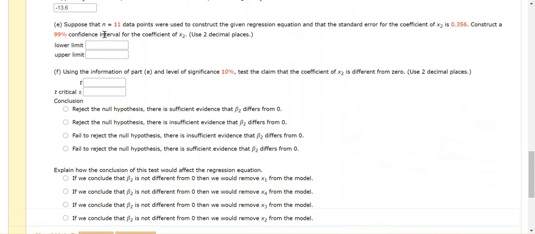Then it says, suppose that n equals 11 data values are used to construct the given regression equation, and that the standard error for x2 is 0.356. Construct a 99% confidence interval for the coefficient of x2. How do we do that? There's a formula in our book for this. Let's take a look at how to do this problem. We have n equals 11 data points.